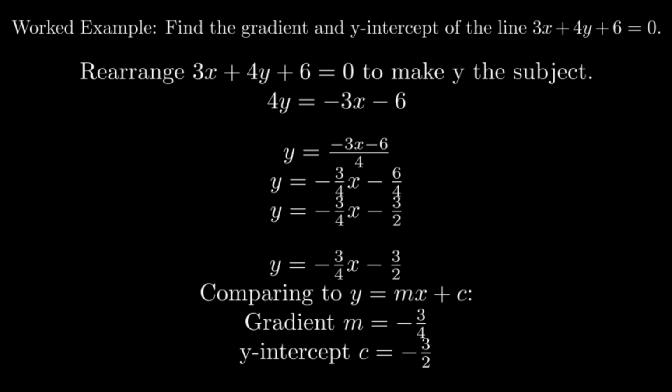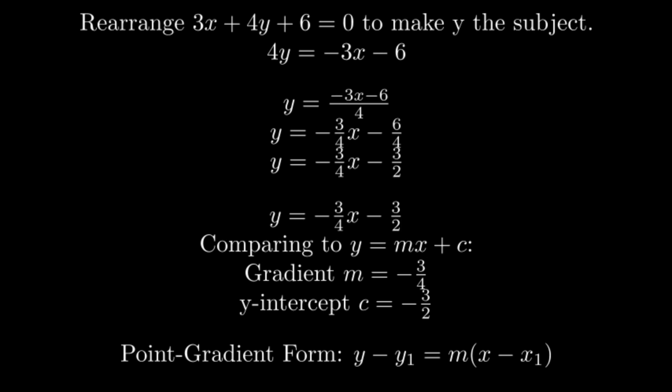Now, what if we don't know the y-intercept, but we know the gradient and some other point on the line? For this, we have another very useful form. This is the point gradient form. It allows us to write the equation of a line if we know its gradient m and the coordinates of any single point (x1, y1) on the line. This formula comes directly from the gradient formula.